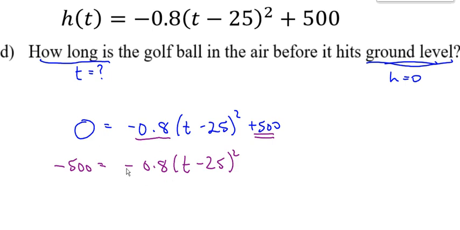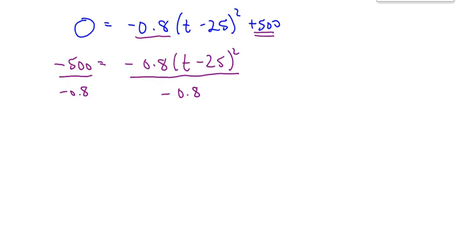So if I multiply by negative 0.8, the way to get rid of that is to divide by negative 0.8. And I have to do it on both sides. Divide both sides by negative 0.8. So 500 divided by 0.8. I didn't say negative 500 divided by negative 0.8 because we know that a negative divided by a negative is a positive, so why type that into my calculator? So that gives me 625 equals, and then this is gone.